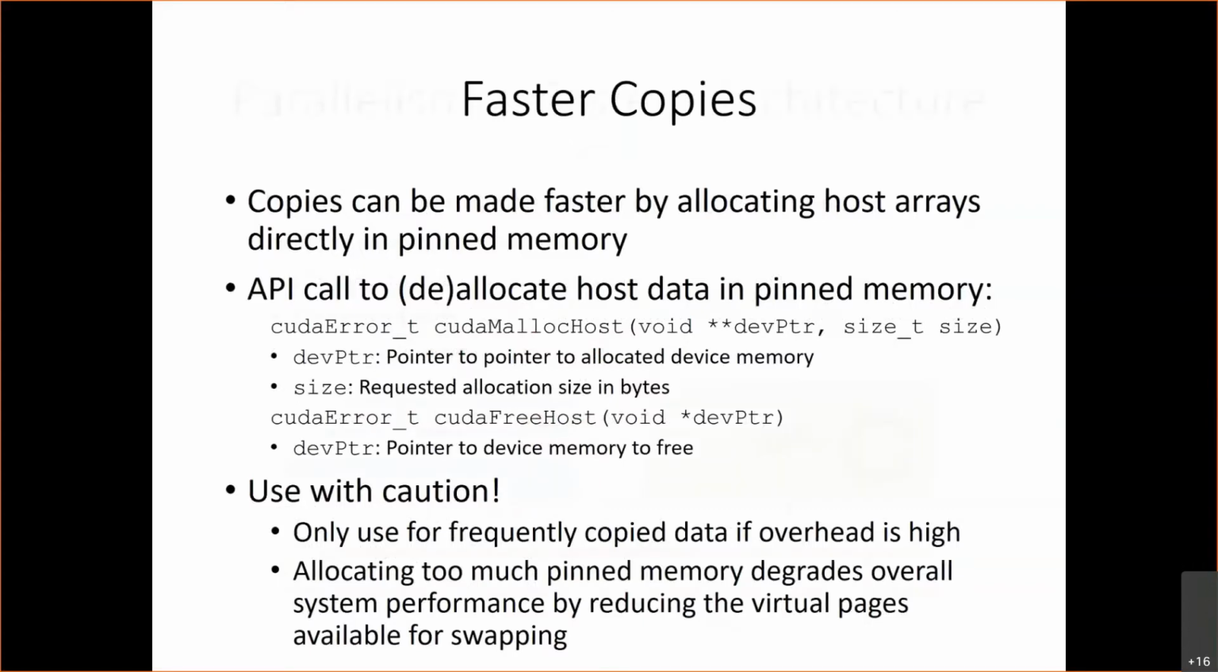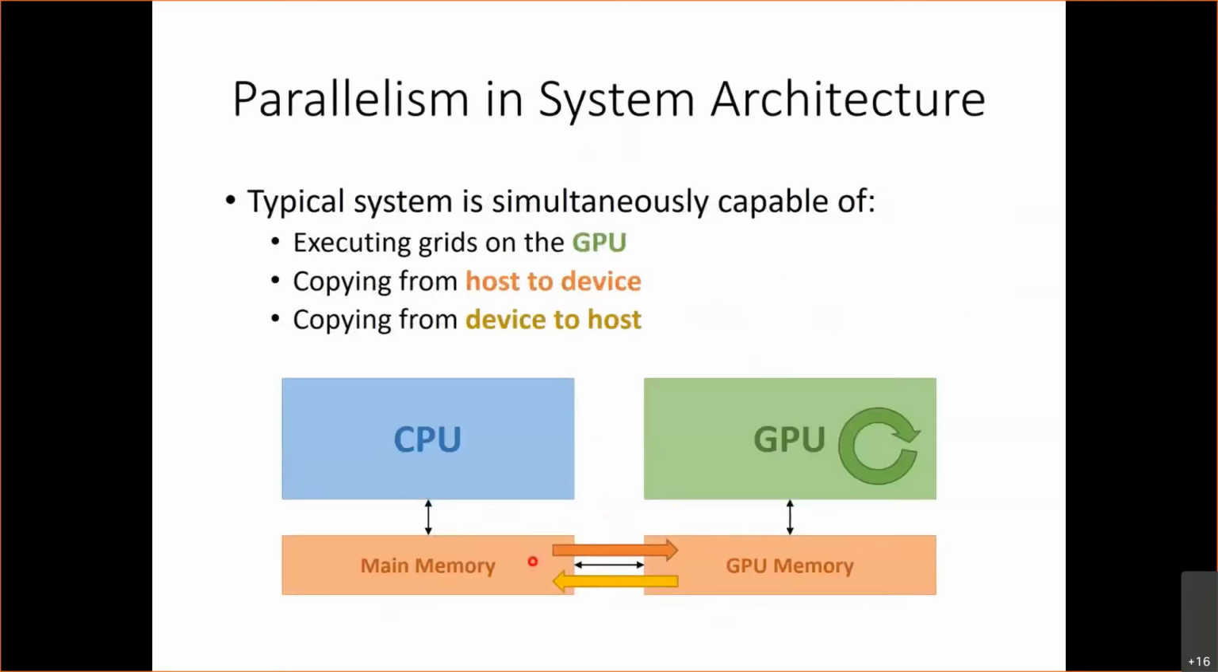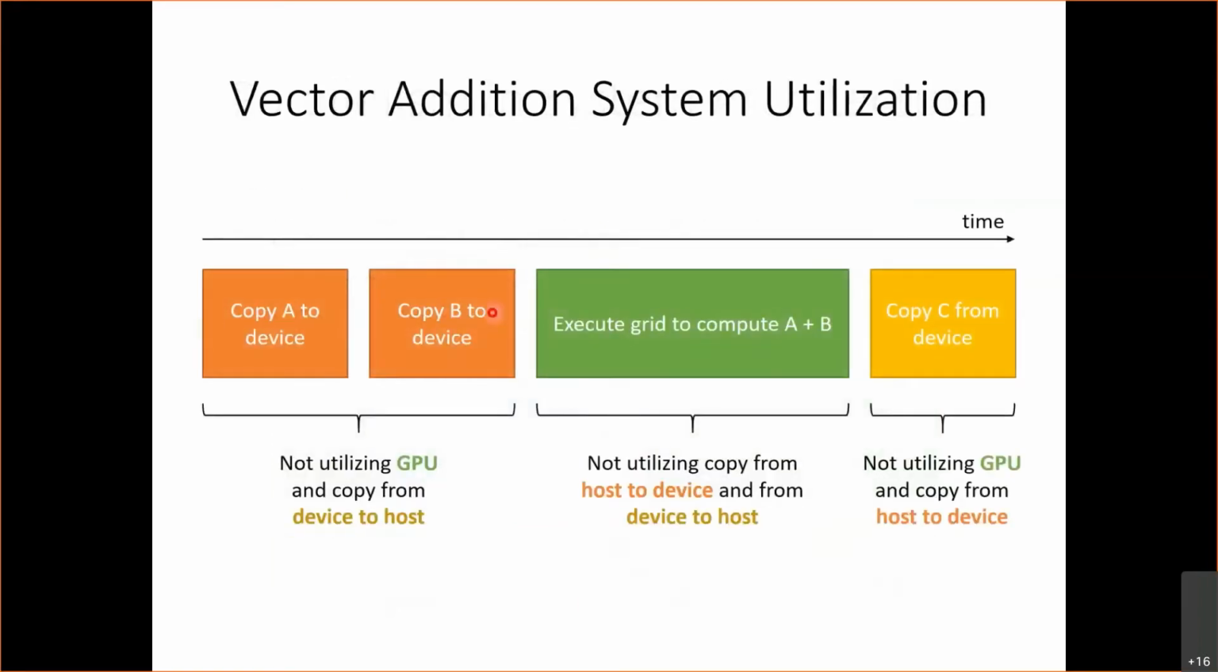Another thing we talked about is the fact that the hardware that does copying from the main memory to the GPU, the hardware that does the computing on the GPU, and the hardware that does the copy back are different hardwares, and they can all operate at the same time. So in the past, with vector addition, when we were copying to the GPU, the part of the hardware that computes on the GPU and that copies back is idle. When we compute on the GPU, the parts of the hardware that copy to and from the GPU are idle. And when we're copying back, the GPU and the part that copies to the GPU are idle.